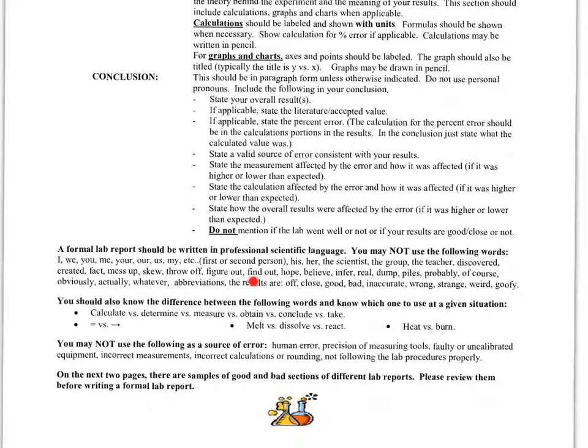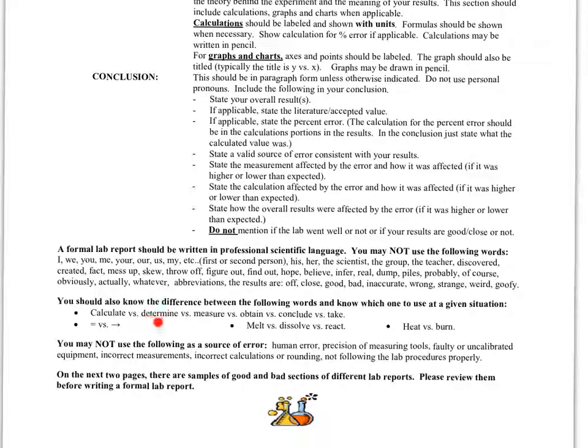You can't say hope. We don't really hope in science. You can't say believe. We don't really believe anything in science. We can't infer. You can't say real. You can't say dump, or piles, or probably, or of course, or obviously, or actually, or whatever. Those sound a little standoffish. You can't use abbreviations. You can't talk about your opinion about your results. So you can't say your results are off, or close, or good, or bad, or inaccurate, or wrong, or strange, or weird, or goofy, or any of these things.